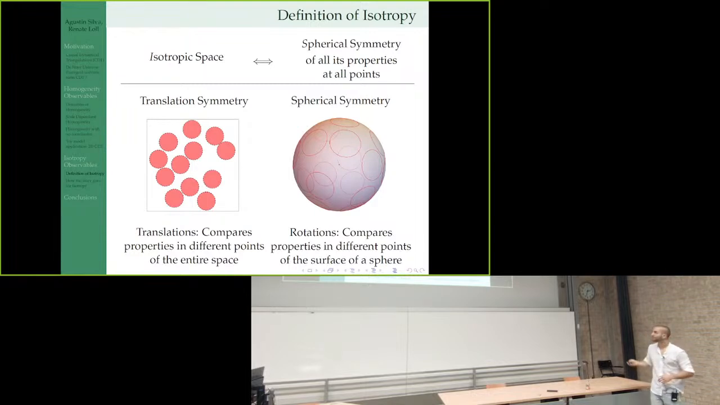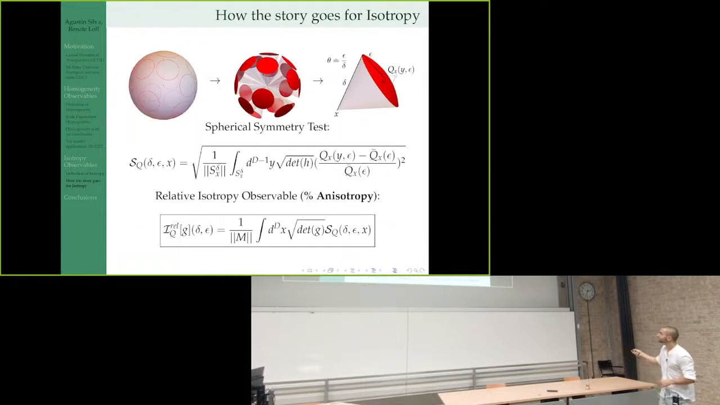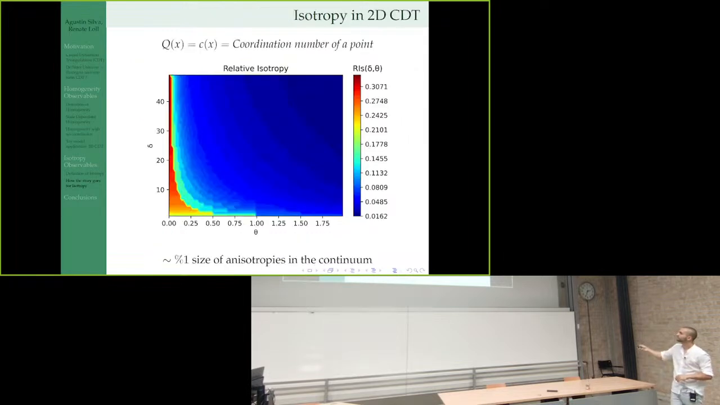The observable itself is scale dependent. Now you have a scale, not only your coarse grain scale, which is the size of the chunk of the universe that you're choosing, but also the distance at which you are looking at your celestial sphere. So you have two scales, delta and epsilon, and you can make these beautiful plots that will tell you a number of how anisotropic your universe is.